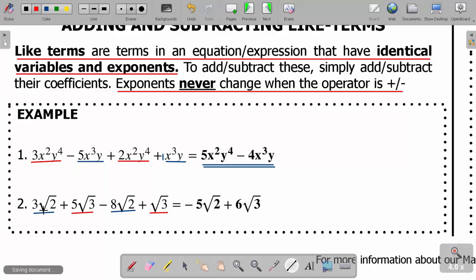Check here. This is 3 root 2. I'm looking for another root 2. That is 8. So what is 3 minus 8? I get negative 5 root 2. And what is 5 root 3 plus 1 root 3? I get 6 root 3. So that's why my answer is going to be negative 5 root 2 plus 6 root 3. I hope we are together.